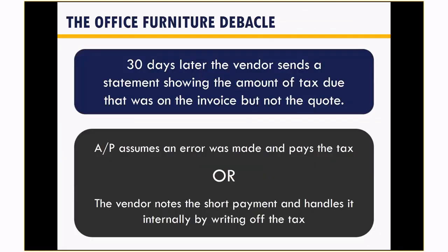Well, 30 days later, the vendor sends a statement showing the amount of tax due, because there was actually an invoice that Tim shredded that was higher than the quote because it included sales tax. A couple of things happen here. Payables assumes that an error was made on their end and they pay the tax difference to zero out the account. Or maybe the vendor sees the short payment and says, well, we made enough money on this, we'll just write it off and move forward.